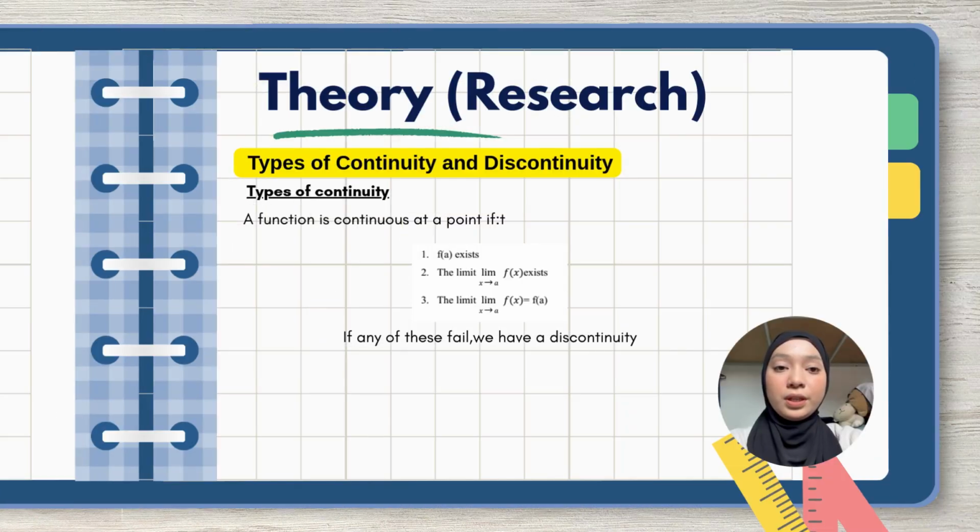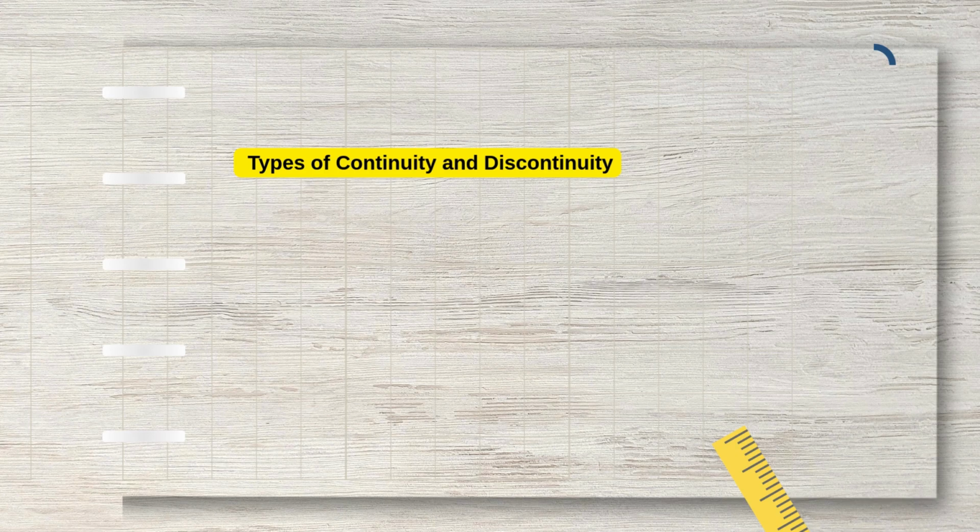Type of continuity. A function is continuous at a point if: number 1, f(a) exists. Number 2, the limit as x approaches a of f(x) exists. Number 3, the limit as x approaches a of f(x) equals f(a). If any of these fail, we have discontinuity.